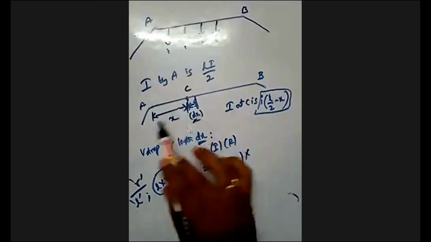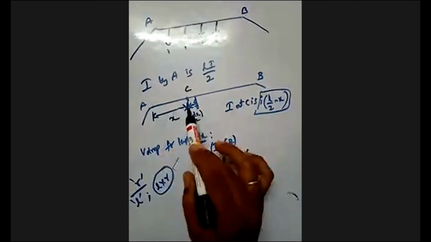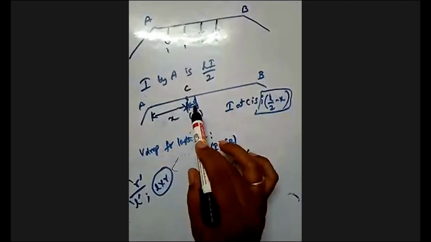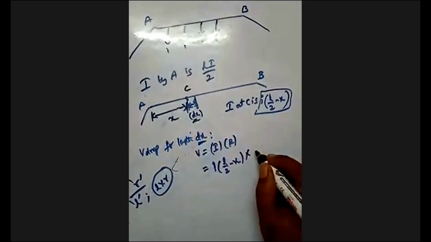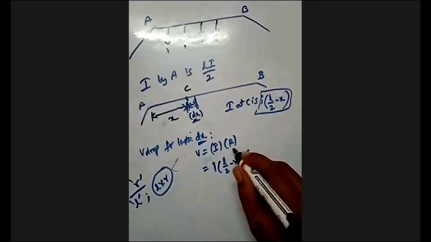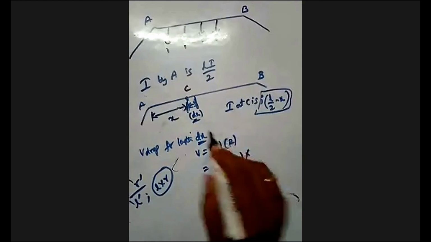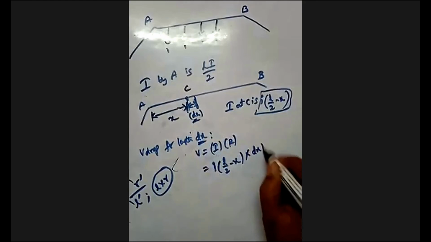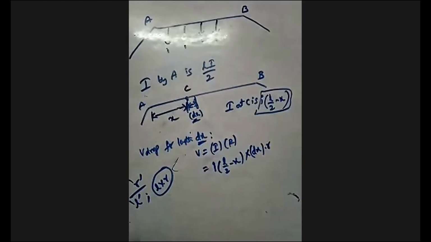Okay, so you know X. Now I am calculating the voltage for this length dx, right? So what is the resistance? We need to write R. The length is dx, so multiply by R. The length is dx multiplied by R.